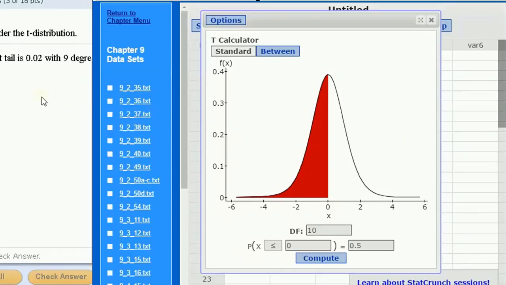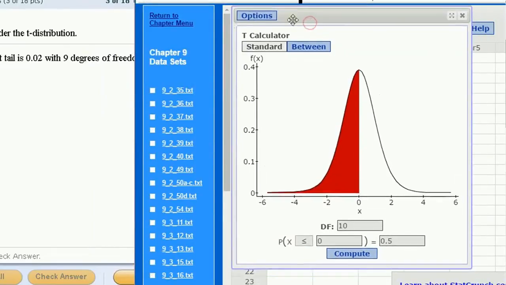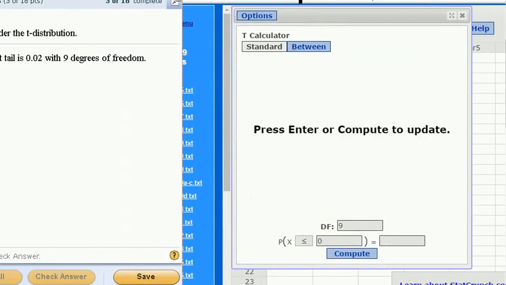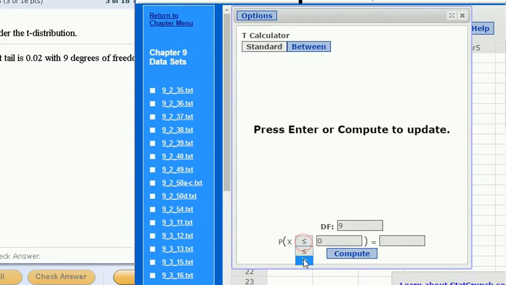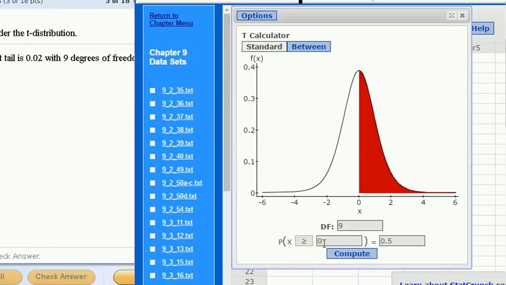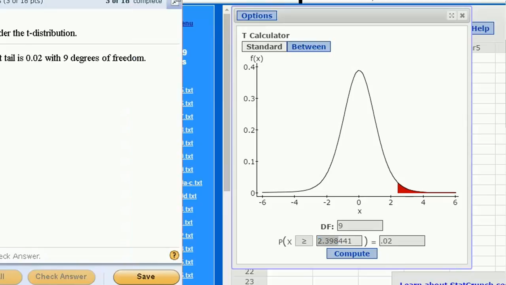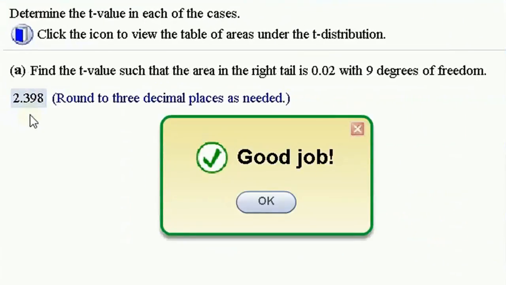So anyway, let's set the degrees of freedom. We're asked for 9 degrees of freedom, so let's set that. We want the area in the right tail to be 0.02. So for the right tail, we want the probability of greater than or equal to some value to be equal to 0.02. This is the picture, and it gives us the cutoff. We'll take 3 decimal places: 2.398. No need to use a t-table.